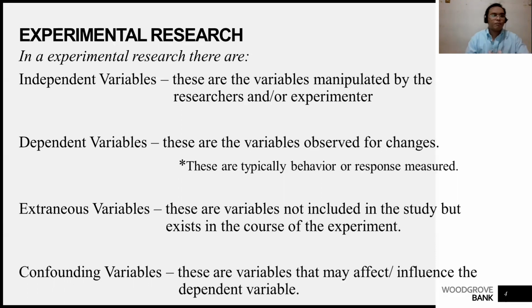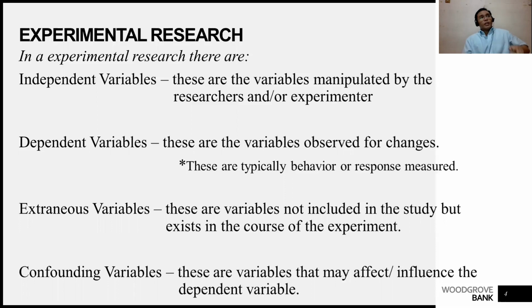Okay, number three, extraneous variables. These are the variables not included in the study but exist in the course of the experiment. Okay, next is the confounding variables. These are the variables that may affect or influence the dependent variable.